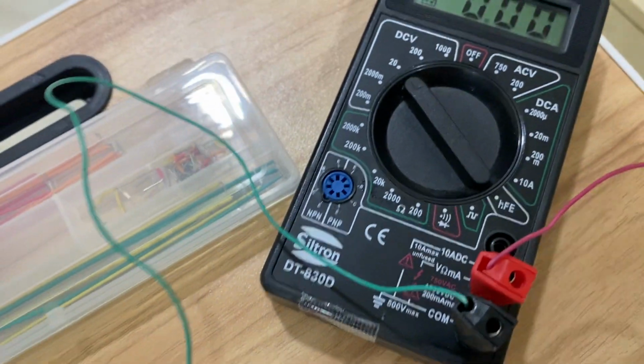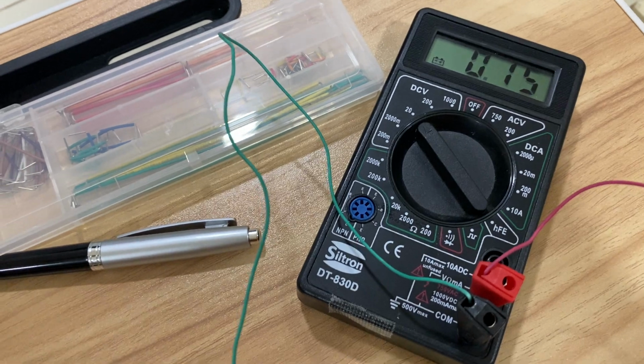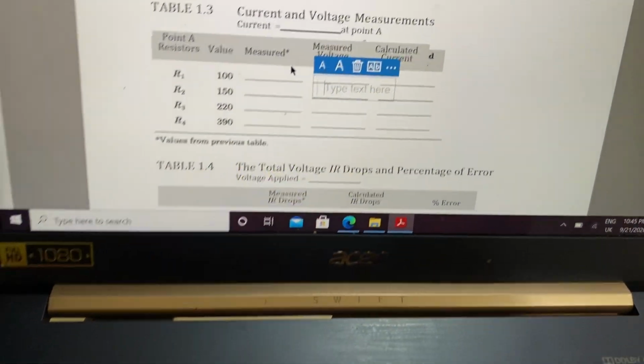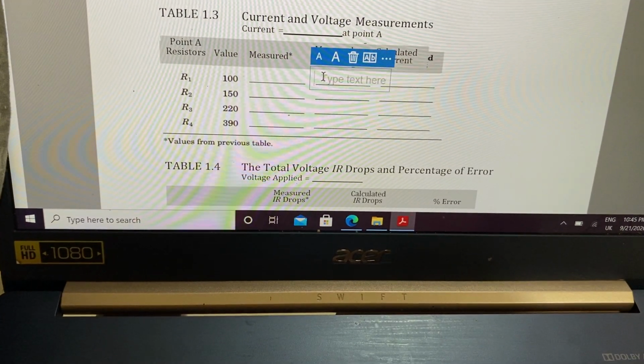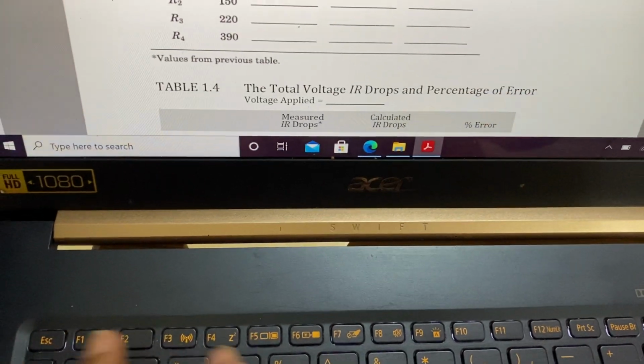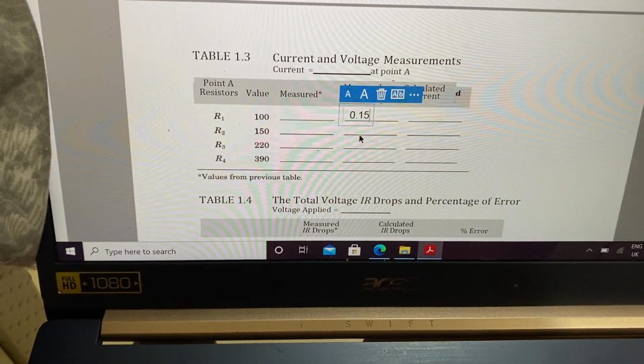So here our voltage is 0.15, and then I will write here that our first voltage is 0.15 volts, and we don't forget the unit.